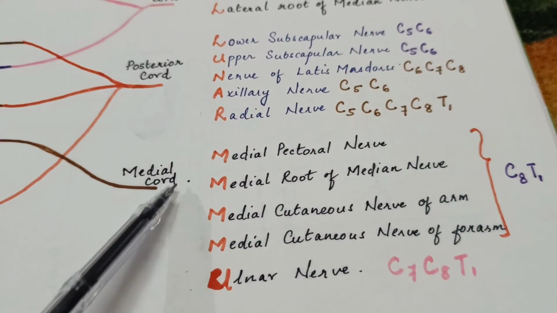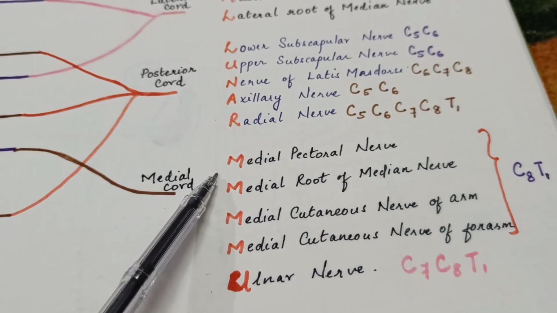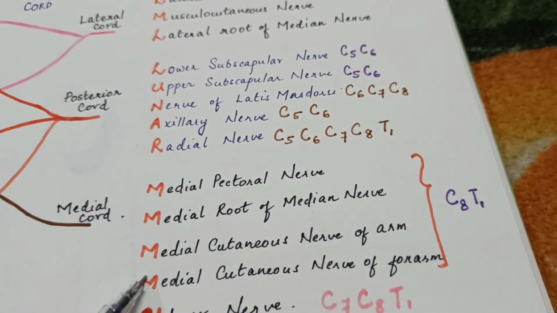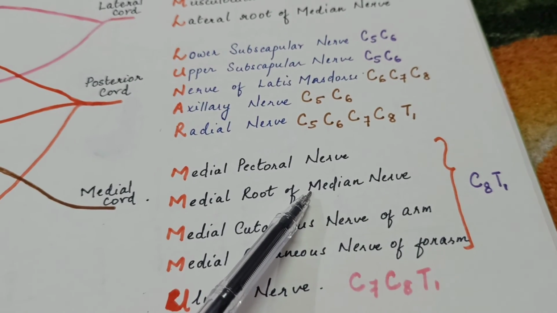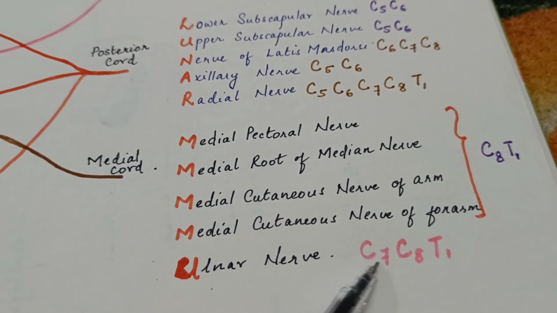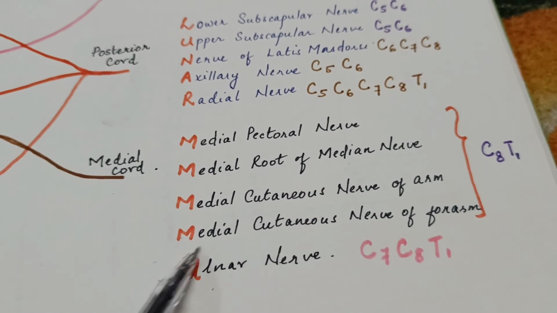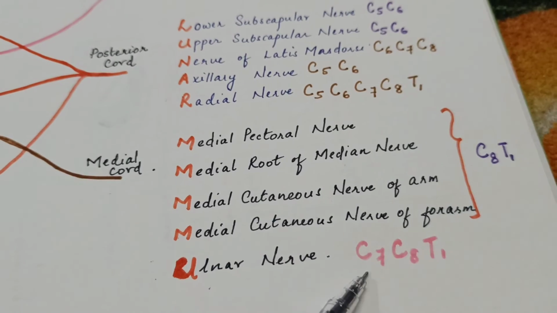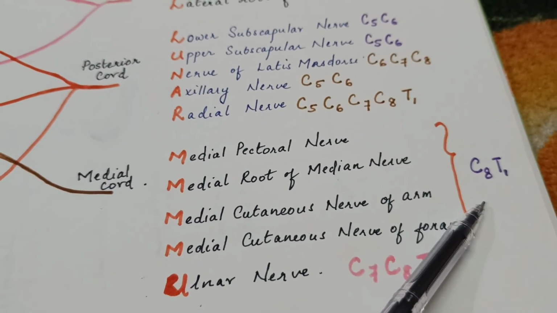The last one is the medial cord branches, M4U. The four M branches originate from C8 and T1. The exception is the ulnar nerve, which originates from C7, C8 and T1. So in the medial cord you have to remember that the ulnar nerve originates from C7, C8 and T1, and the other M4 are from C8 and T1.